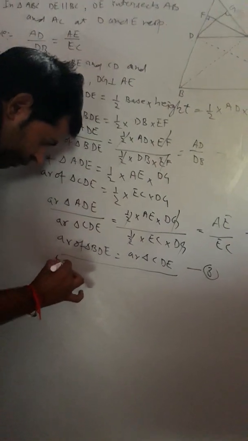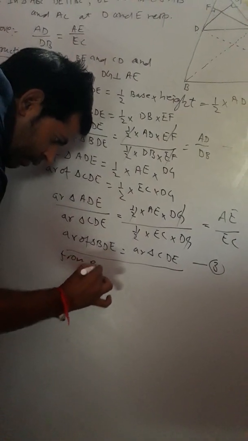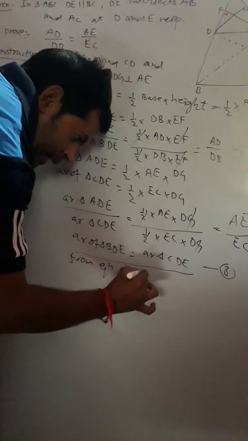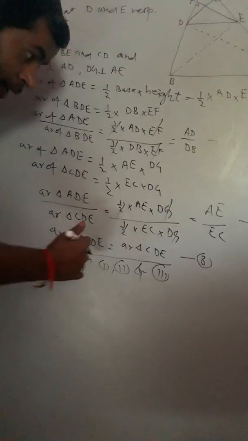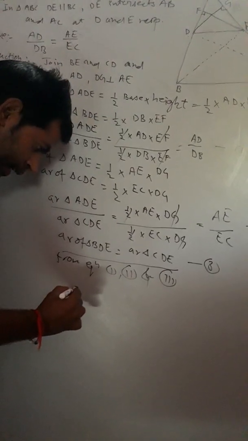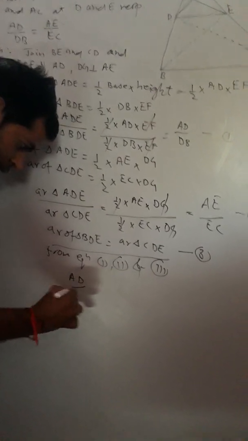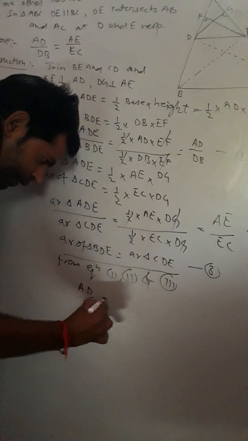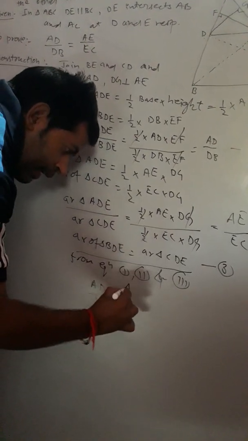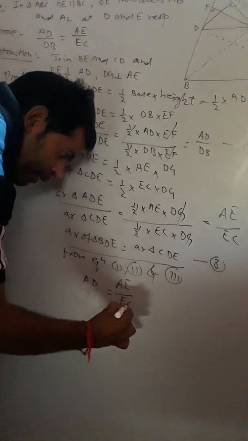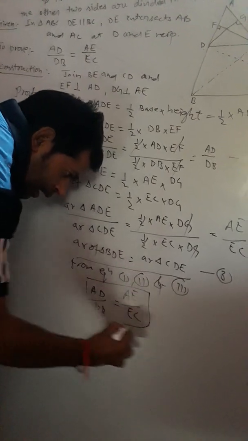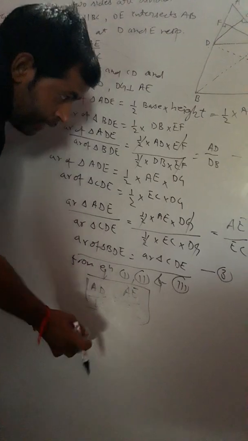Now from equations first, second and third, by using these three, we can write AD upon DB equals AE upon EC, which is our requirement. Hence proved.